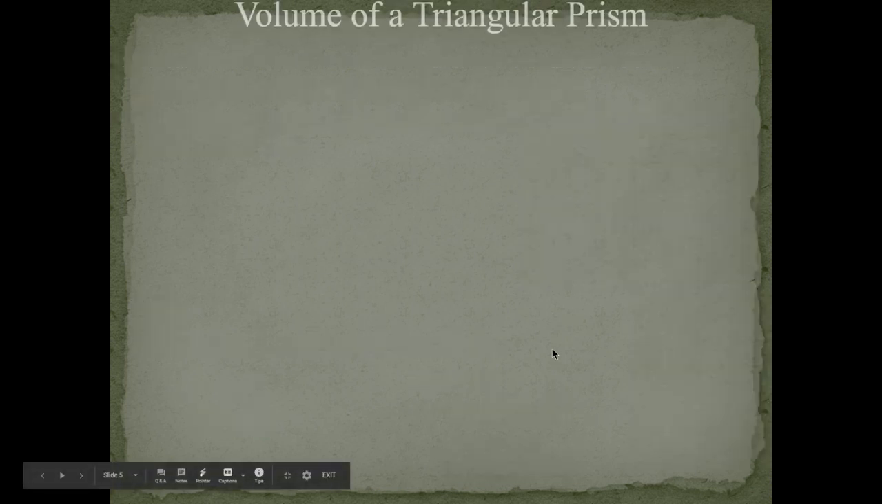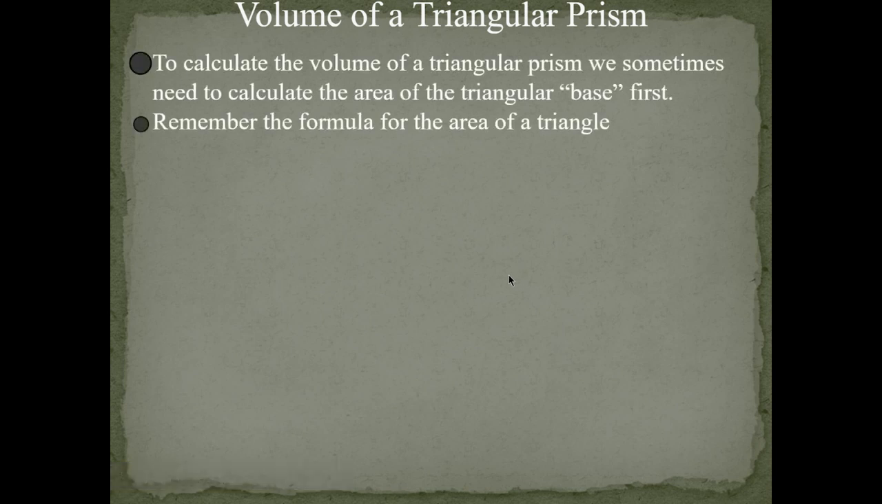The third example is for a triangular prism. Again, sometimes we're given what the area is, sometimes we're not. So we have to remember the formula for the area of a triangle: A equals half the base times the height, or base times height divided by 2.